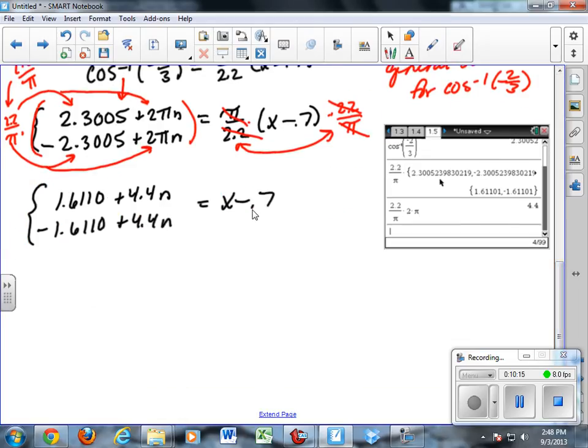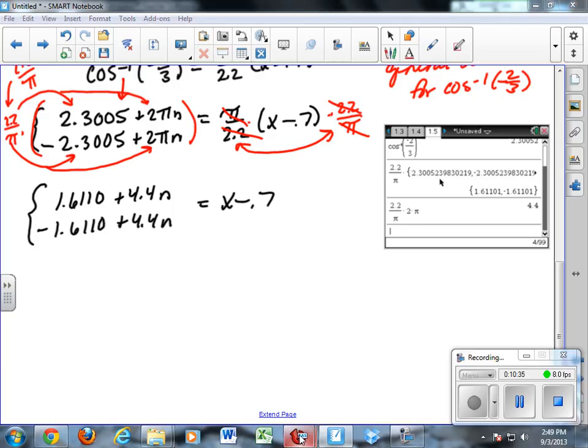Now I need to add 0.7 to both sides. Now when I add, addition does not distribute. So it would be 0.7 plus 1.611 plus 4.4n. I can't add 0.7 to 4.4n. They are not like terms. This is multiplied times n. I can only add the 0.7 to these two numbers.